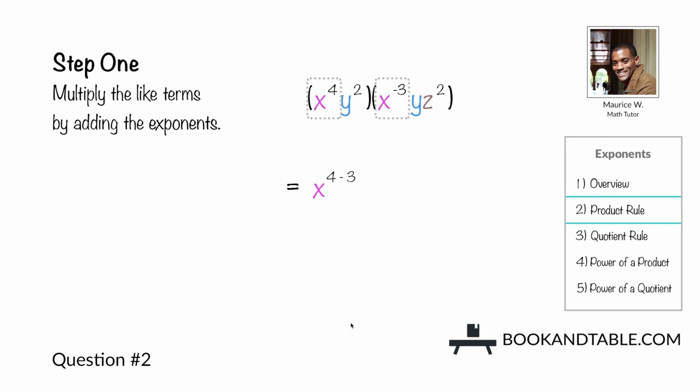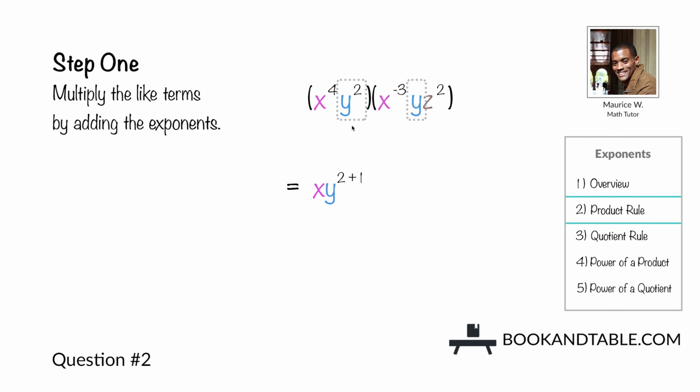Question number 2, we have x to the 4th y squared times x to the negative 3 y z squared. Step 1, multiply the like terms by adding the exponents. So we'll multiply the x's, we'll multiply the y's, and then we only have one z. So the x's, x to the 4th times x to the negative 3 is equal to x to the 4 minus 3, which is 1. So we just wind up with x.